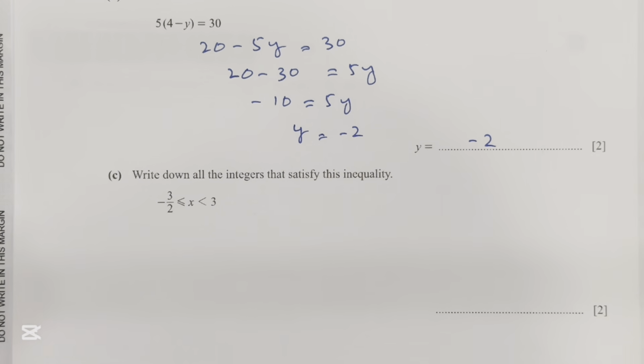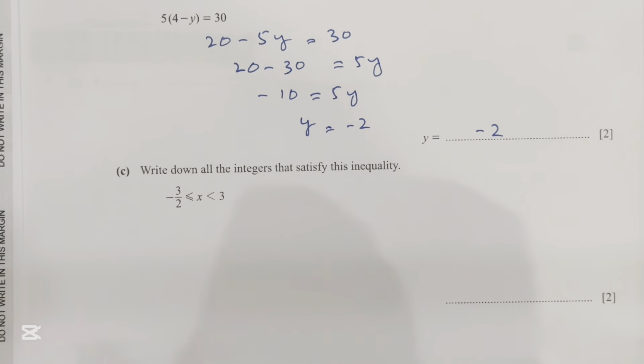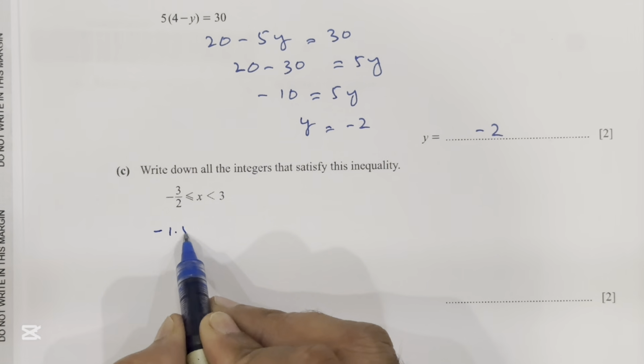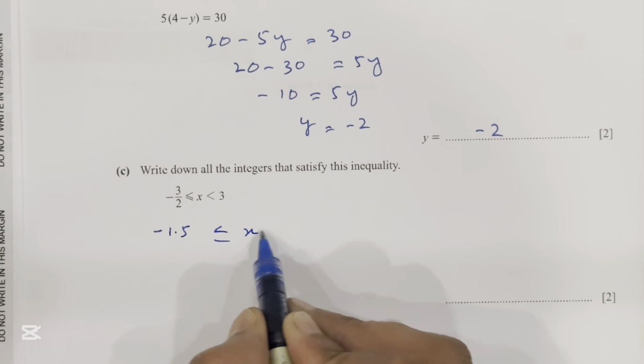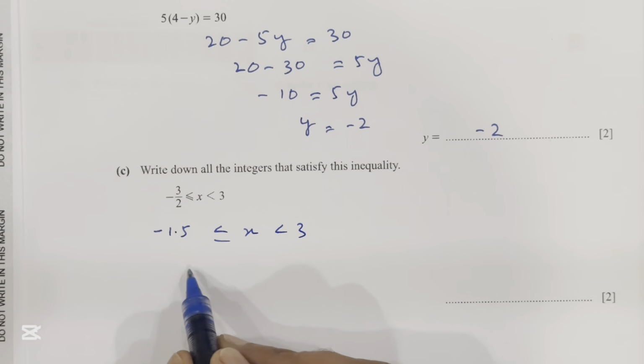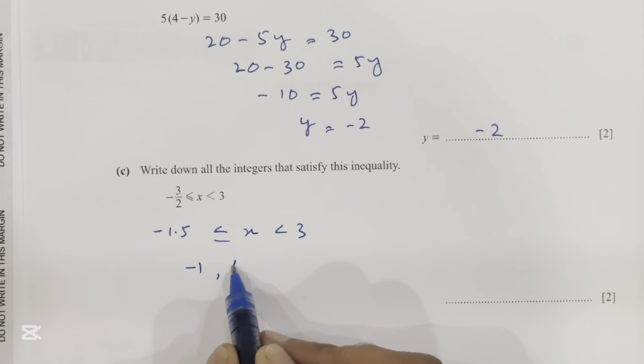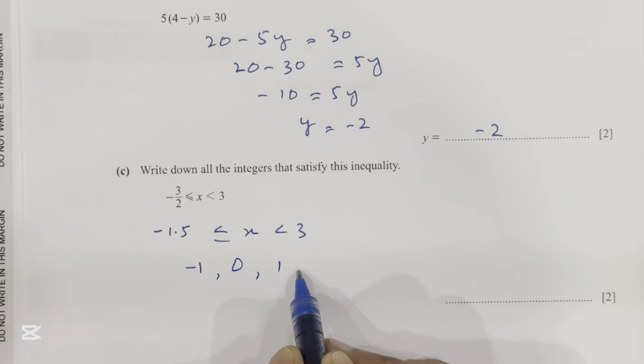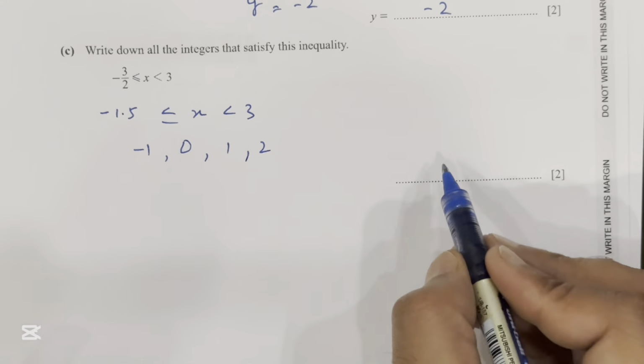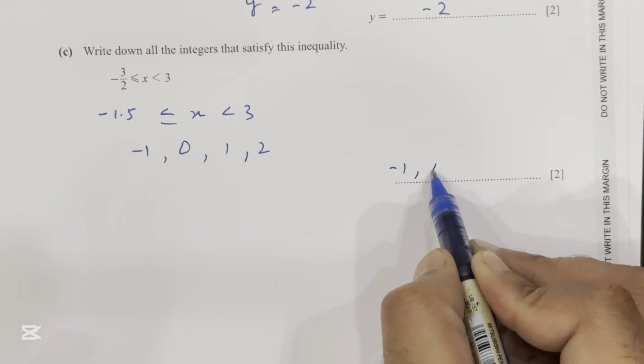Write down all the integers that satisfy the inequalities. You know that minus 3 by 2 means minus 1.5, and between those minus 1 would come, then 0 would come, then 1 would come, and 2 would come. 3 would not come because it is less than 3. So all these would be your answer.